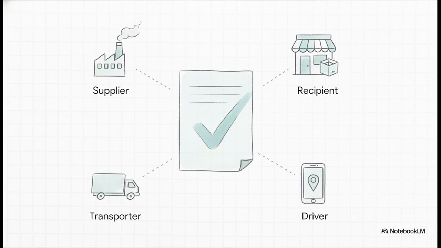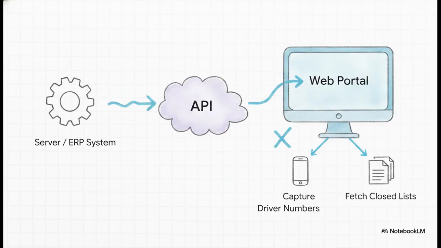Well, the advisory specifically authorizes 4 stakeholders: the supplier, the recipient, the transporter actively involved in the transaction, or, and this is very practical, the driver or authorized person using the specific mobile number that was provided when the e-way bill was generated.